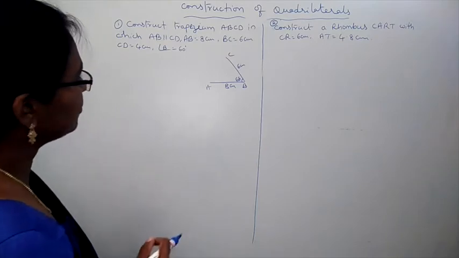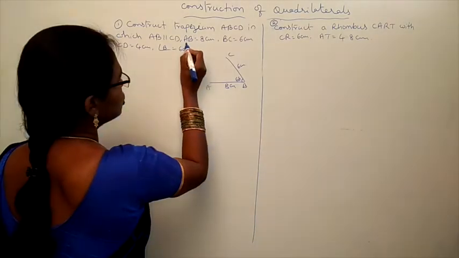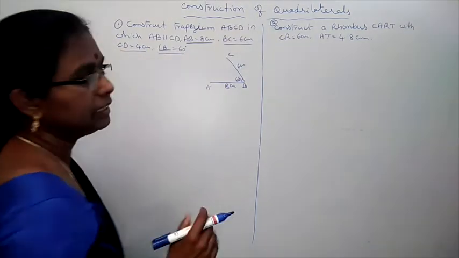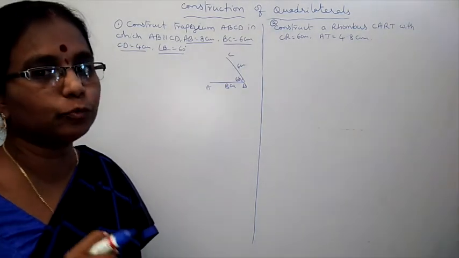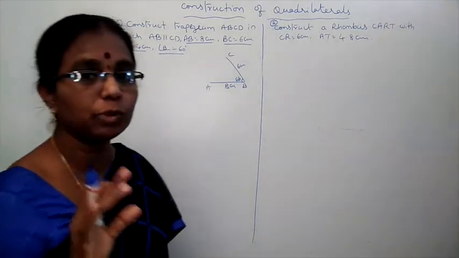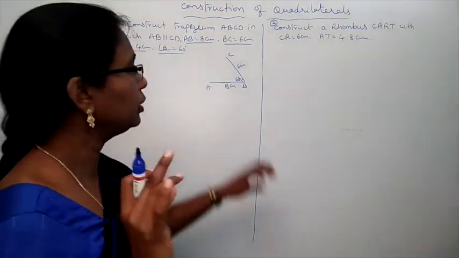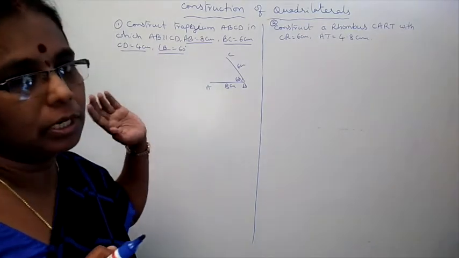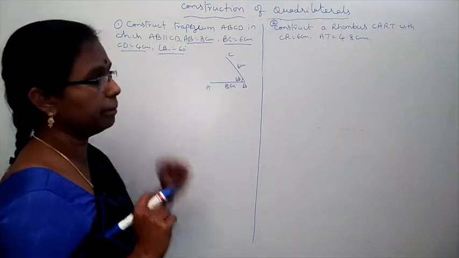We can't. First of all, you check how many measurements are given. Only 4 measurements given. Then we can't draw the quadrilateral with the 4 individual measurements. But we have to draw. If we want to draw the quadrilateral, we need 5 measurements. That means first we have to find out the 5th measurement.